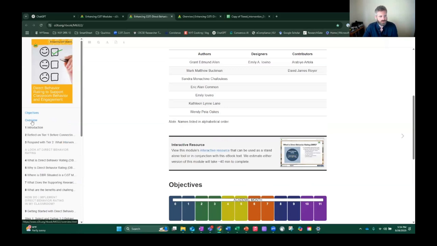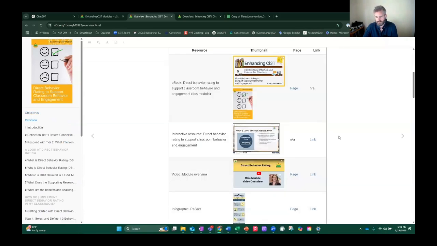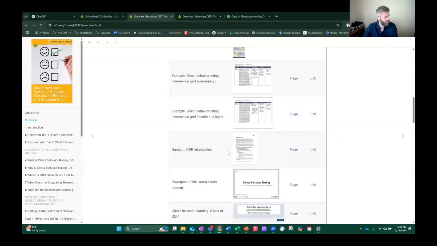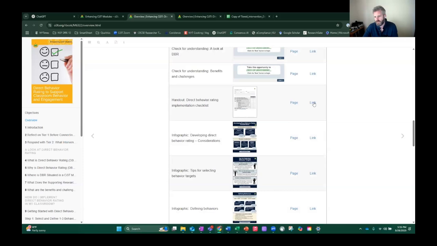But what I'm going to show you is the overview. Every single one of the modules has an overview section that basically is a table of contents of all the downloadable resources that you might use in support of the content targeted in this module. So I put in the chat list of sources. There's a handout for direct behavior rating implementation checklist. That is, let's see here, right here, handout direct behavior rating implementation checklist. I click the link and it's going to download that document to my computer.